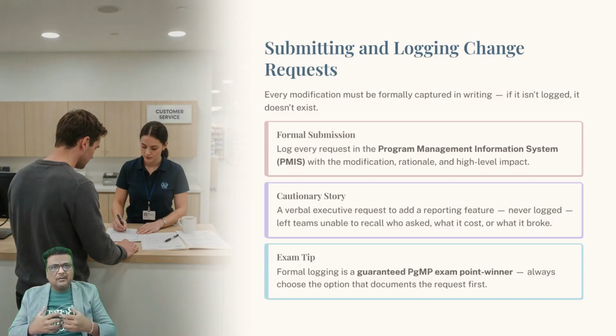Let's dive deeper into how change requests enter our workflow and why every single modification must be formally captured in writing. According to the official study guide, the change control process begins with the formal submission of a change request, which must be logged in the Program Management Information System, detailing the requested modification, its rationale, and its initial high-level impact. In very simple words, logging a change request is just like walking up to the customer service counter at a hardware store and filling out a formal return and exchange form.